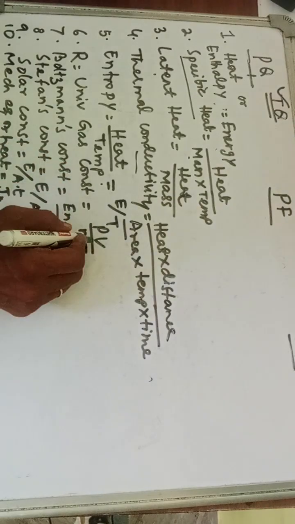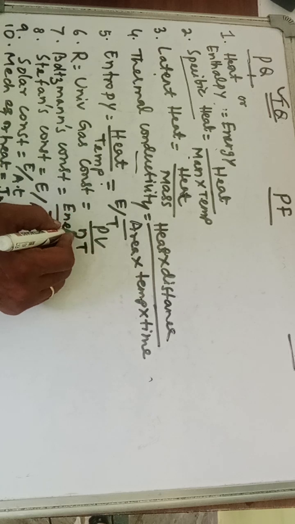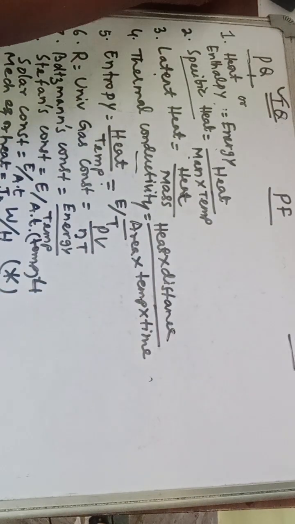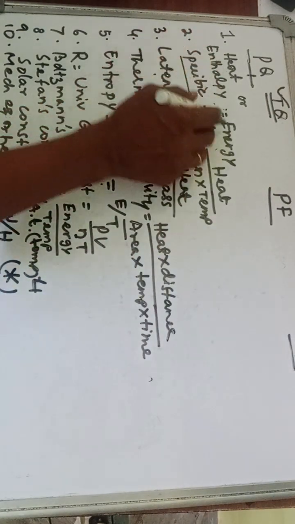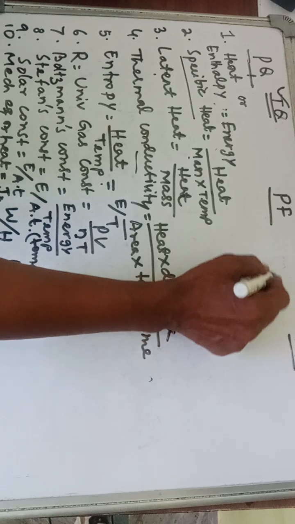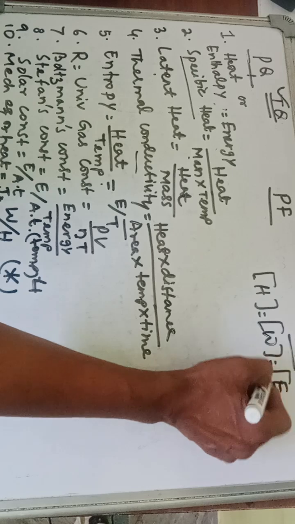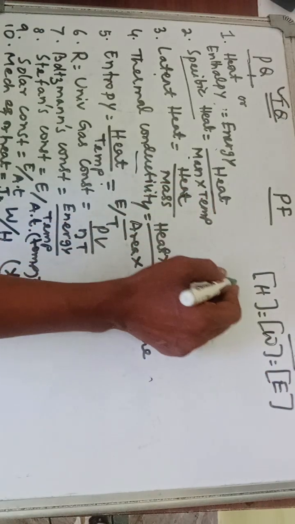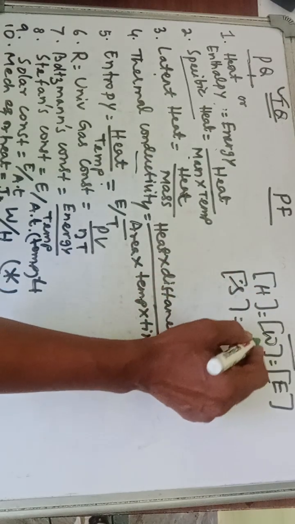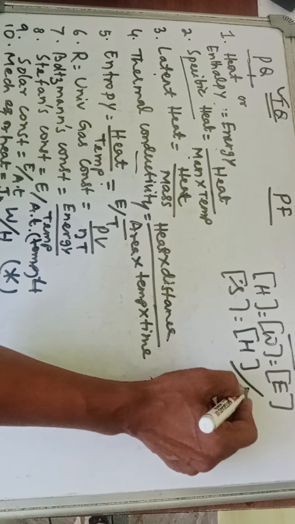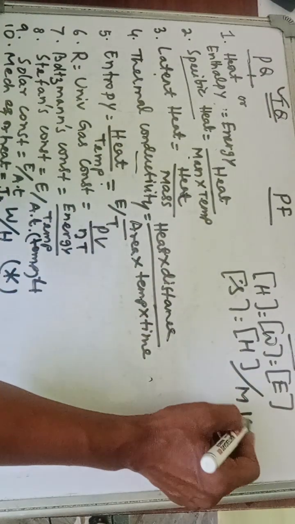Then universal gas constant is PV by nT, or pressure into volume by n, where n is a numerical number and T is temperature. As we have, heat or enthalpy has the same dimension as work or energy. Specific heat is again heat divided by mass and temperature. We have taken, suppose, Kelvin, K.